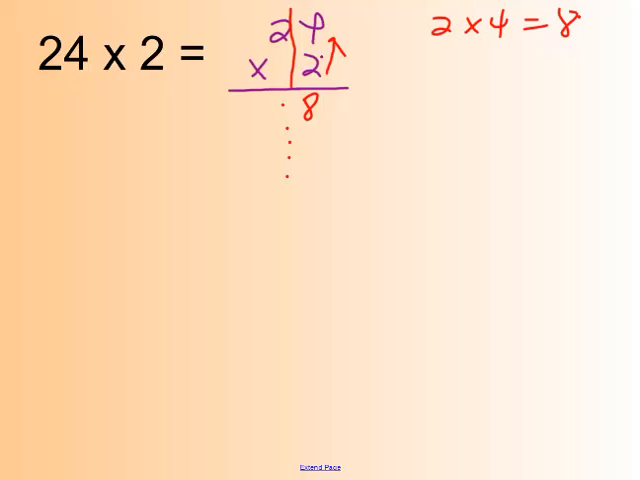All right, the next one we're going to look at is the 2 in the ones place times the 2 in the tens place. So off to the side where I'm keeping my notes, I'm going to do 2 times 2, and that is equal to 4. So now we're going to take the 4 and we're going to write it in the tens place. So 24 times 2 is equal to 48.